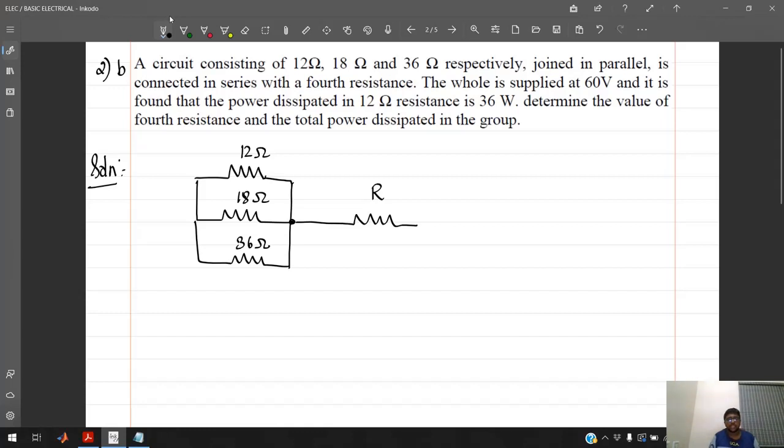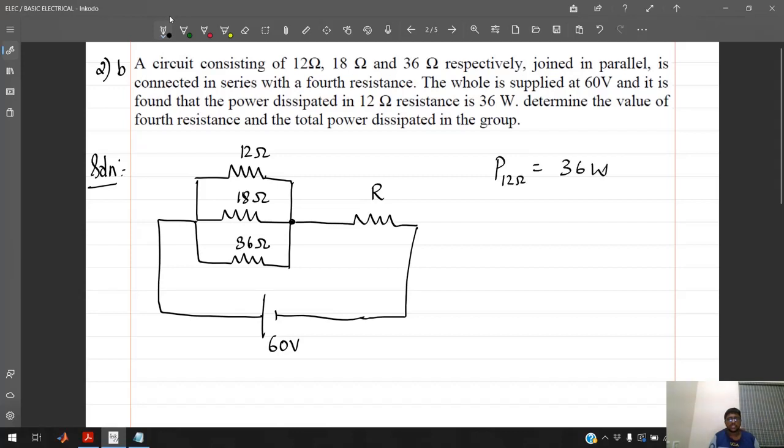The whole combination is supplied with 60 volt. So the supply voltage is 60 volt and it is found that the power dissipated in 12 ohm is 36 watts. Determine the value of the fourth resistor. So R is equal to question mark, and the total power dissipated in the group is asked. Now there is only one given data, that is 36 watts across 12 ohm.